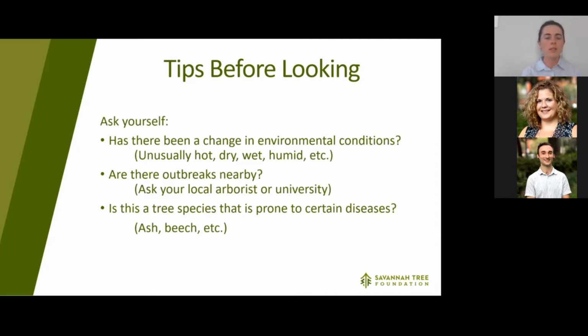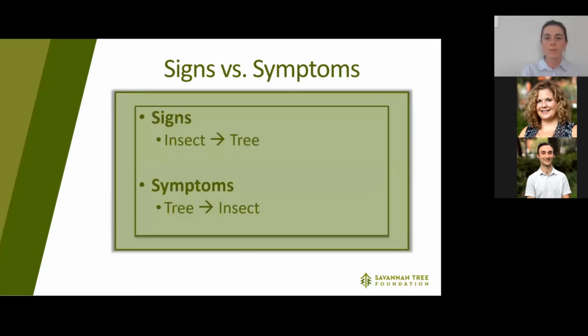So if you ask yourself, have I seen anything odd? Or you talk to your local arborist or university extension, they are incredible resources. It's also a good idea to see if that tree species is prone to certain diseases. For instance, ash is prone to emerald ash borer, beech is prone to beech bark disease. And these are all just very important questions to ask yourself.